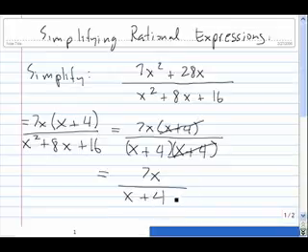So the top and the bottom no longer have any factors in common, so we're completely done simplifying our original rational expression.